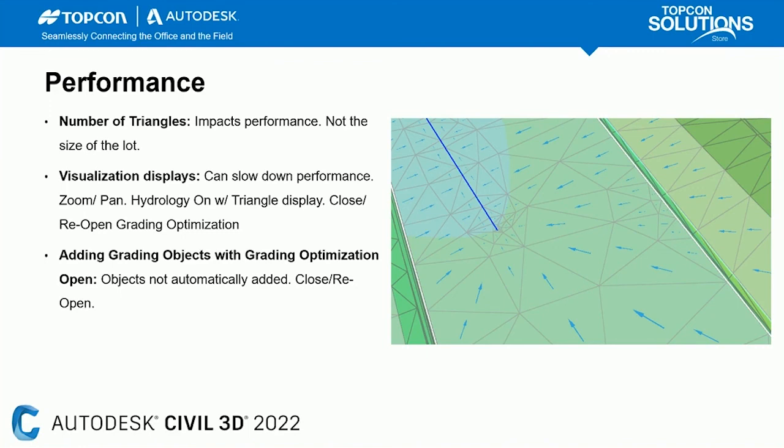Adding grading objects with grading optimization open. If say you're in Civil 3D and you want to add a different grading object, say you want to create a new zone or something, that's not automatically going to transfer to grading optimization. You've got to close and reopen it to see that grading object added.